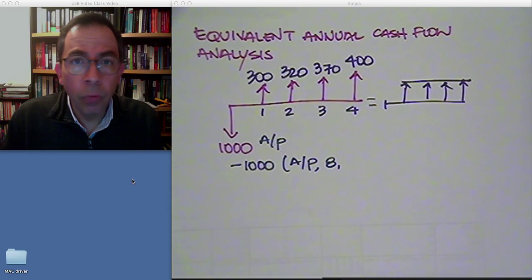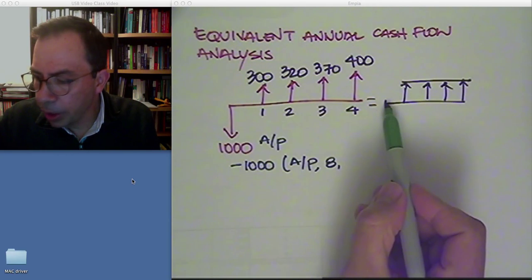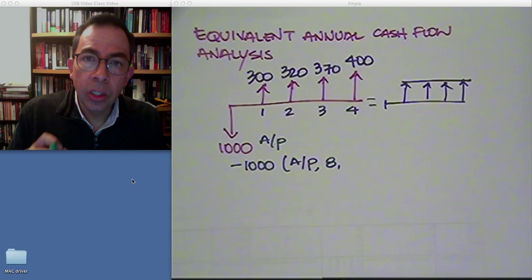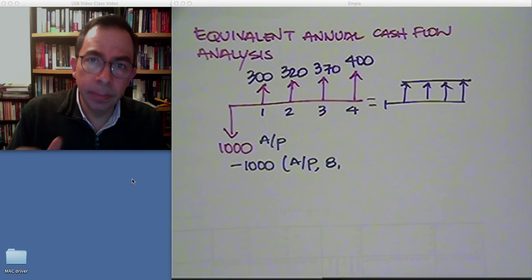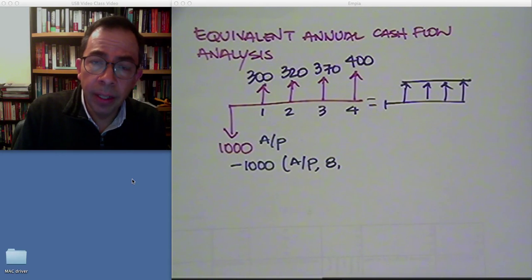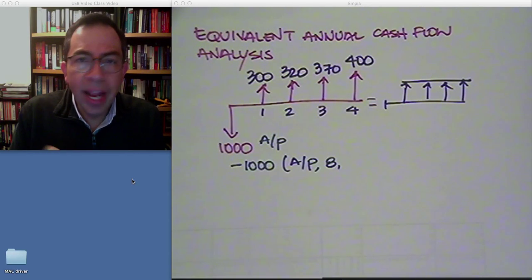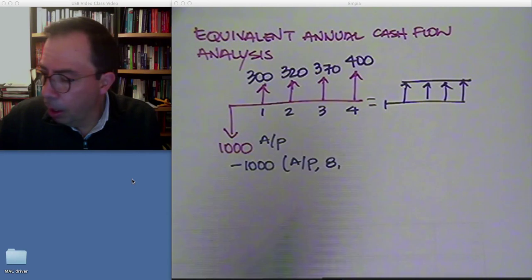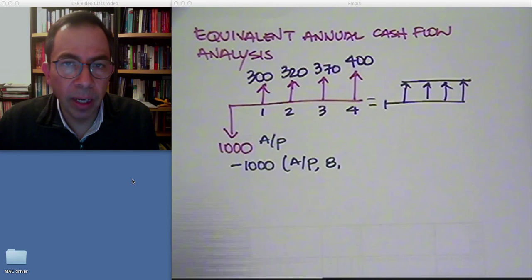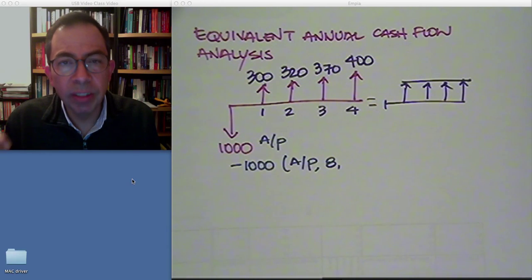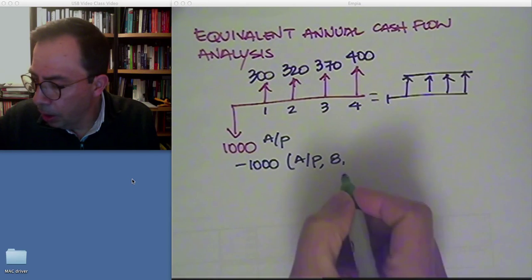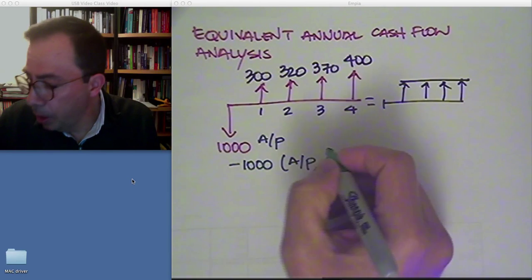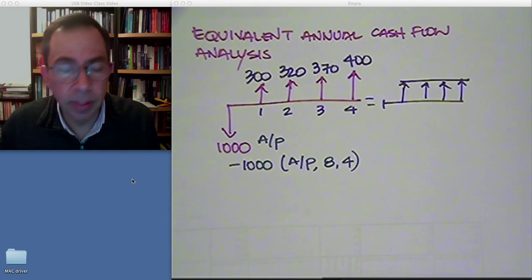I can convert into 4 different payments starting here, or probably starting in 2. It is up to you. So far, based on what we have, you can convert to any number of payments starting wherever you want. In this case, I assume I want to convert all those different cash flows into a uniform series starting in t equal to 1. Therefore, I want to convert those 1,000 pesos into 4 different payments.